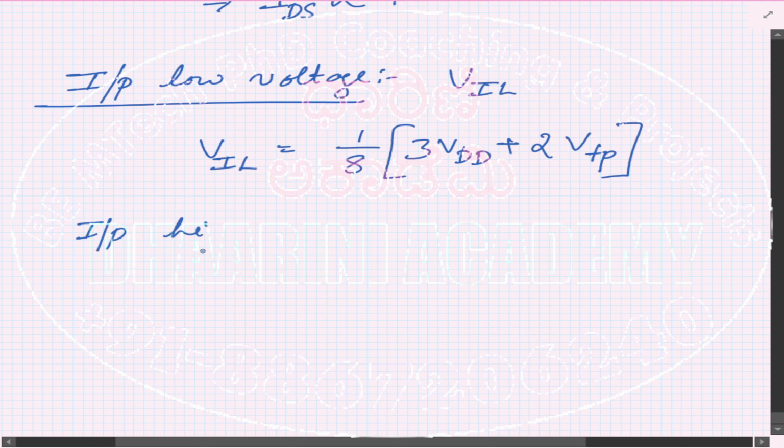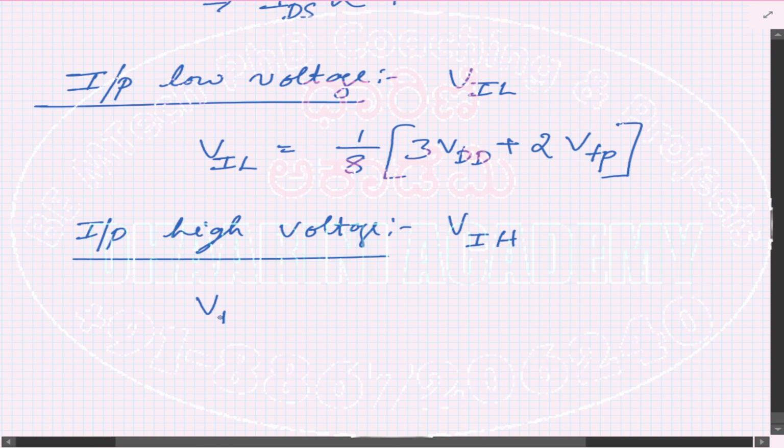input high voltage, denoted by VIH. All right, so what is VIH? VIH is calculated as follows. VIH is equal to 1 by 8. Very similar equation like the previous one. This is 3 VDD. Now the plus becomes minus, 2 VTP.